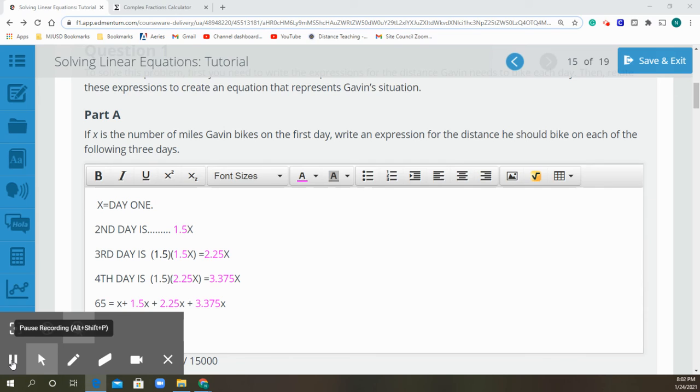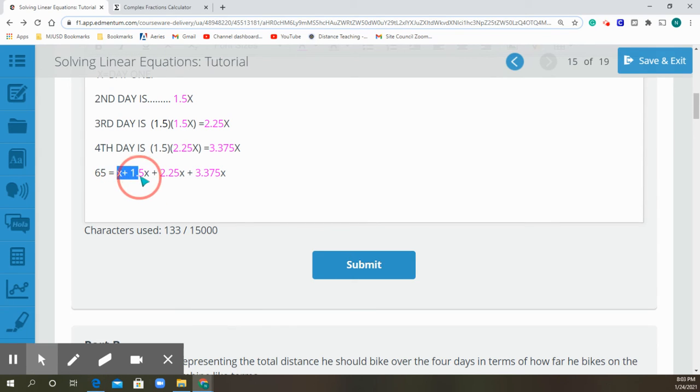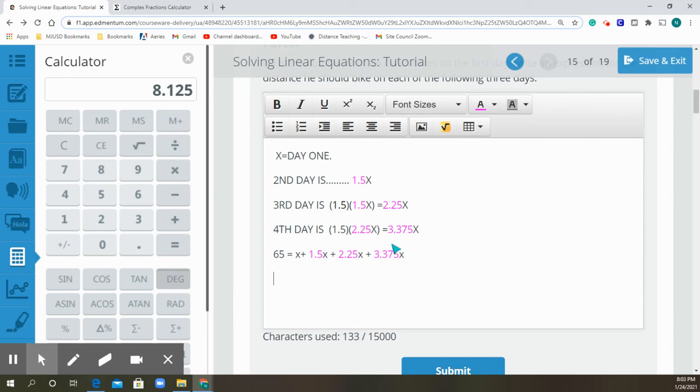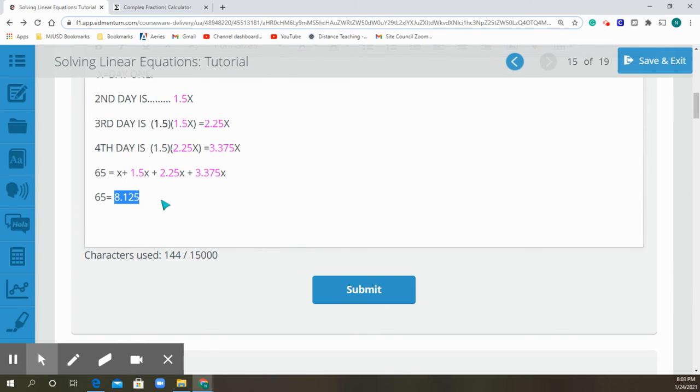Simplify and solve. To simplify, we're going to add all of these together. So on our calculator, we have 1x plus 1.5x plus 2.25x plus 3.375x equals 8.125x. So 65 equals 8.125x.